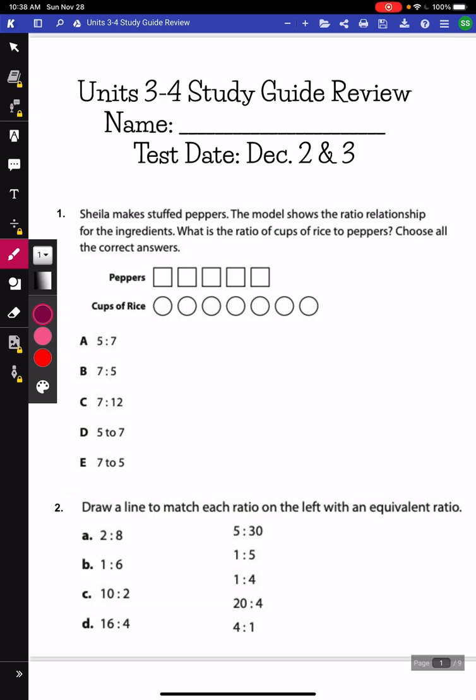Alright guys, so today we're going to go over Units 3 to 4 Study Guide Review.